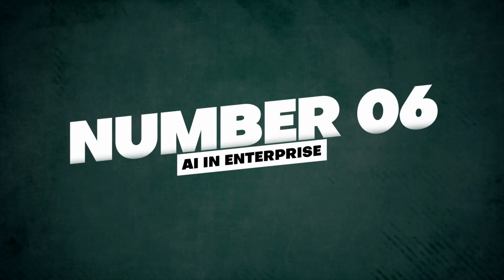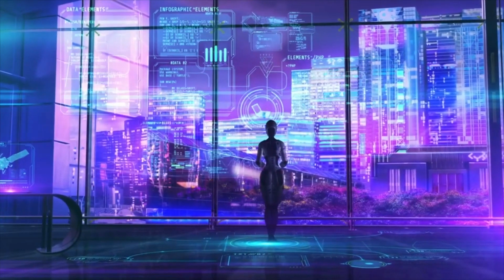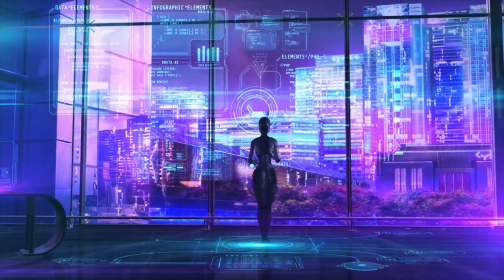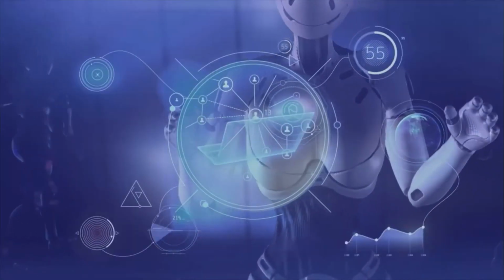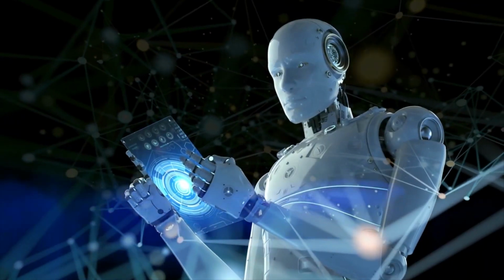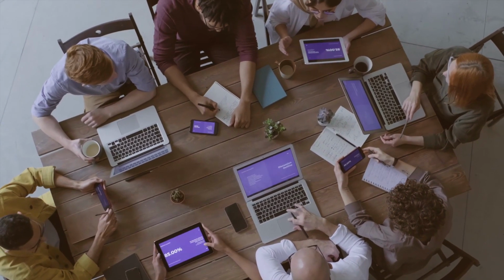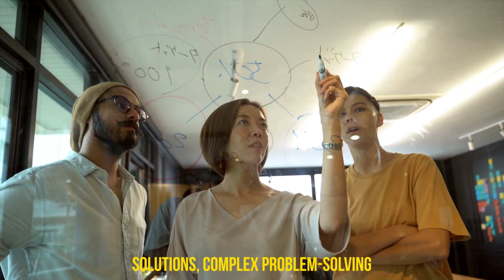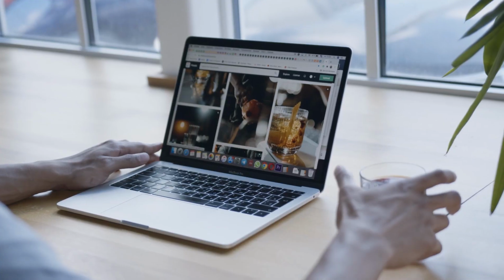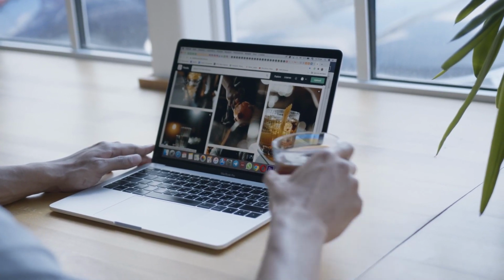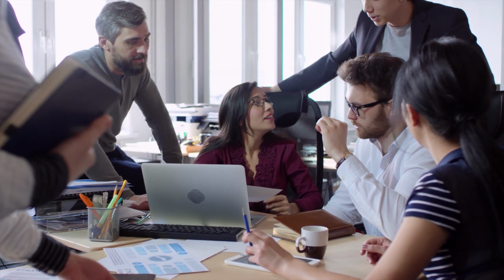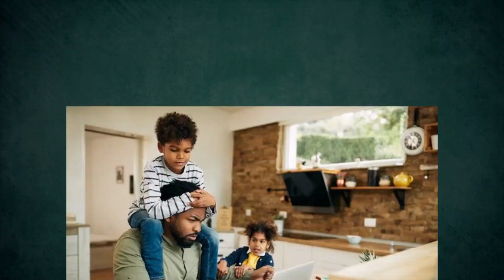Number 6, AI in enterprise. Businesses are using AI to increase staff productivity. The benefit of AI for enterprises is that it efficiently handles repetitive activities throughout a company, allowing staff to focus on innovative solutions, complex problem solving, and impactful work. The emergence of technology may change the concept of the workplace. Future work may be highly adaptable. Work from home, or WFH, may become the new standard, with virtual meetings and conferences being commonplace.